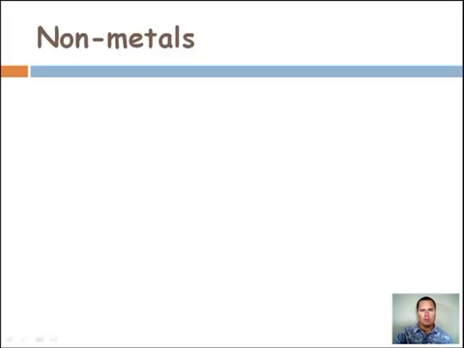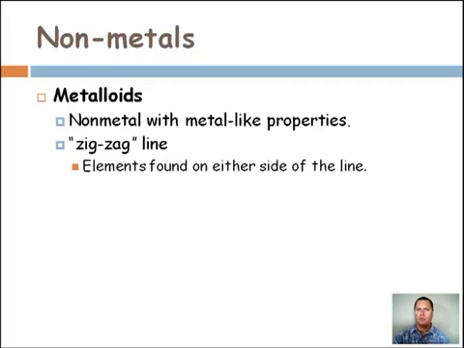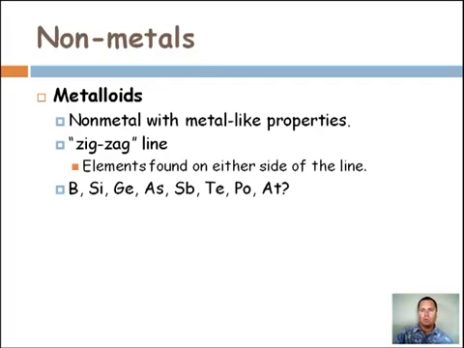Now the third group I talked about was your metalloids. Metalloids are nonmetal elements that have metal-like properties. So metalloids, metal-like. They're nonmetals with metal properties. Okay, this forms a zigzag line on the periodic table. And if we look at the elements, they're going to be found on either side of that. And once again, here they are, and I put a question mark next to astatine because we're not positive. They think it's a metalloid based on what they've been able to discover so far. So we're going to consider it to be a metalloid for our purposes of chemistry.